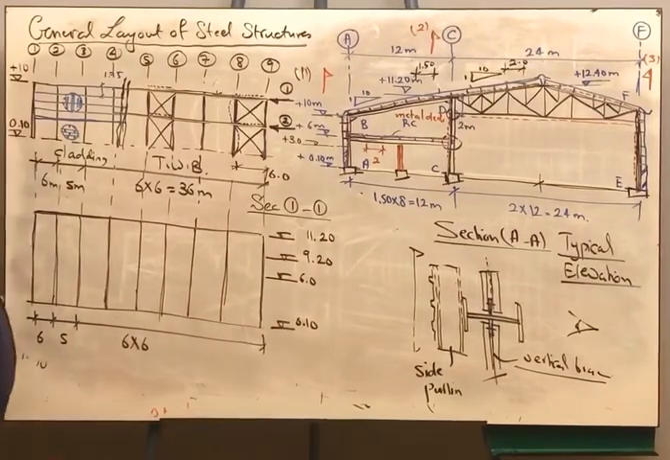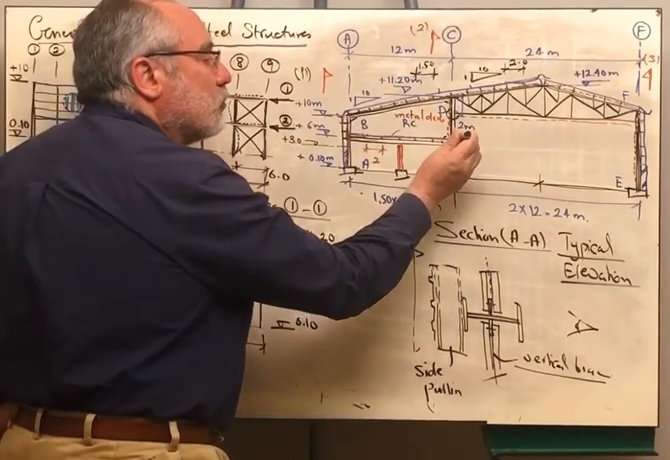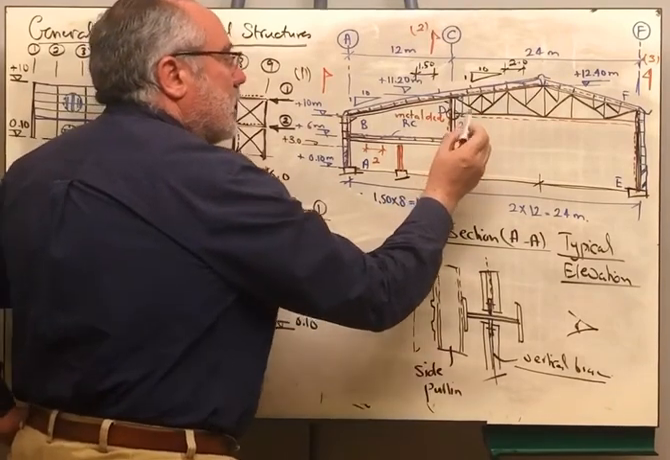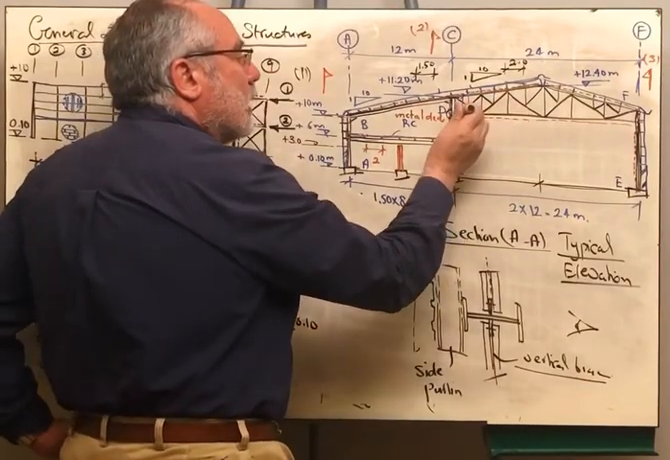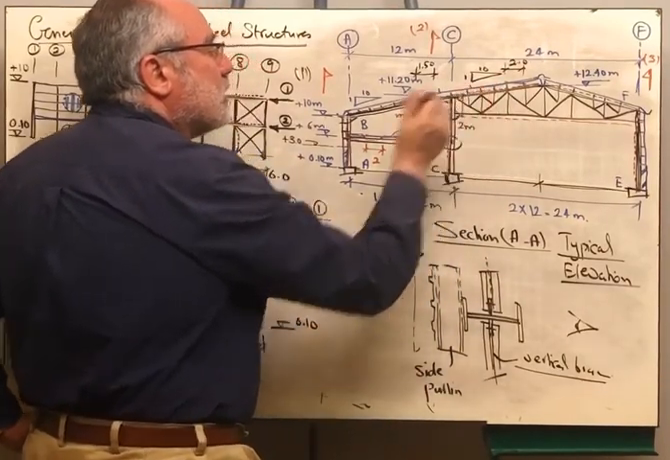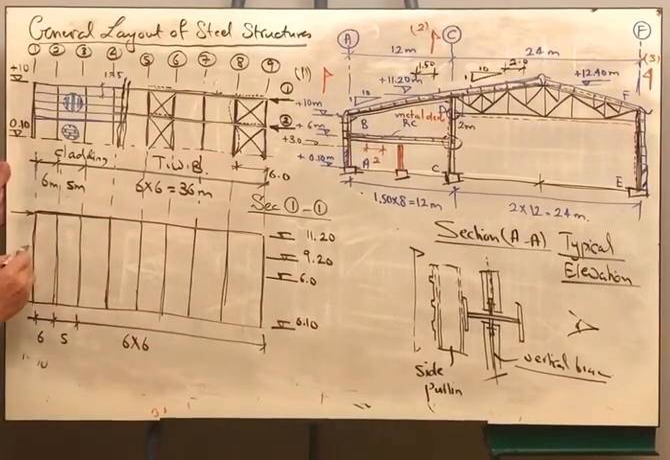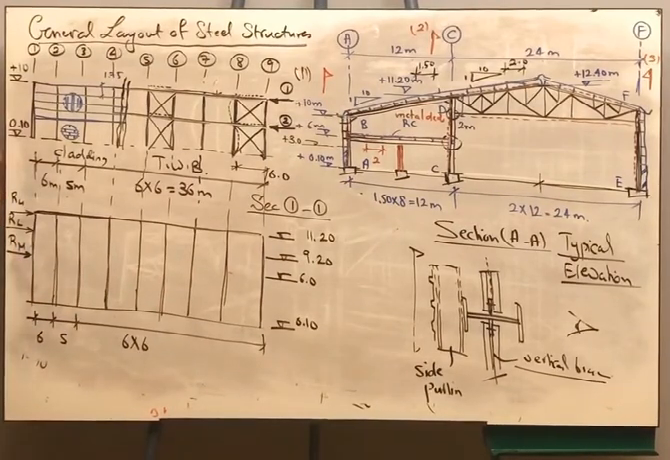Now, because we are having a bracing here, there will be an out of plane force, as we explained before, coming to the column at this level. And because of the lower bracing, there will be an out of plane force coming to the column at this level and another one coming to the column at that level. Therefore, this is the upper bracing, this is R upper, and this is R lower, and here we are having the reaction coming from the mezzanine floor.